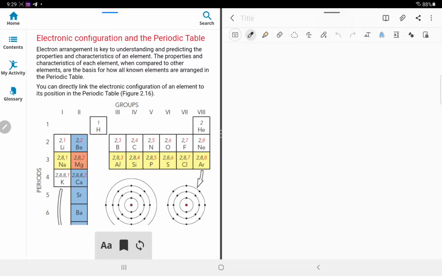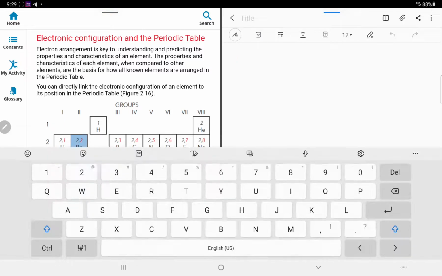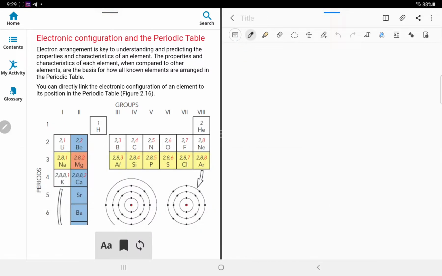Okay, so we have discussed how to write the electronic configuration. In this section we have to write the K, L, M, N electronic configuration. Now what we are going to learn is how to determine the group number and period number from the electronic configuration.